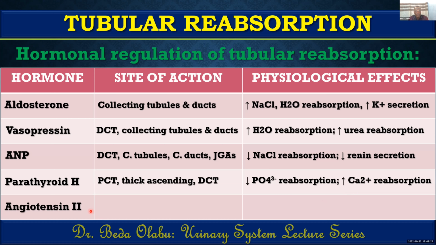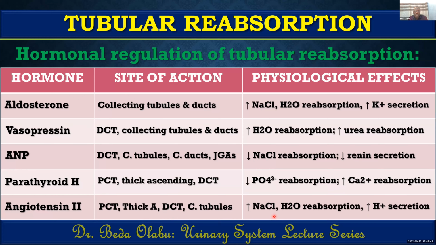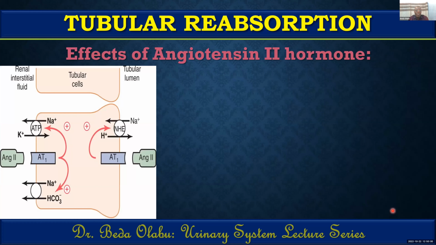Angiotensin II is the other hormone. Angiotensin II acts on the proximal convoluted tubule of the kidney, the thick ascending limb of the loop of Henle, the distal convoluted tubule, as well as the collecting tubules of the kidney. Angiotensin II promotes sodium and chloride reabsorption, and so water will also follow. But importantly, angiotensin II also promotes the secretion of hydrogen. Perhaps it's important to understand the mechanisms mediated by angiotensin II further. Let's look at them this way.